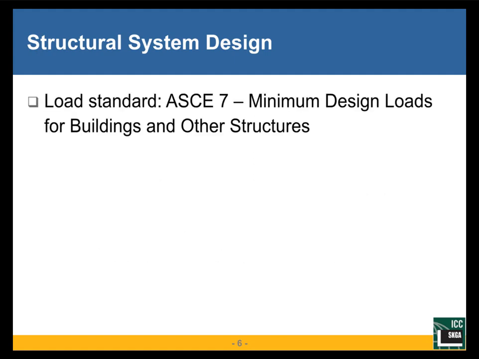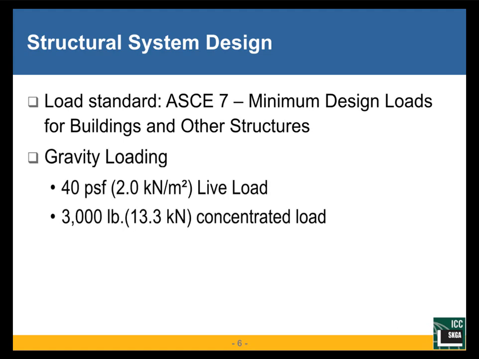So the load standard that we work with is ASCE 7, Minimum Design Loads for Buildings and Other Structures. It gives us a uniform gravity loading of 40 pounds per square foot live load and a 3,000 pound concentrated load. This is a change that was made over 20 years ago from the 50 pounds per square foot live load and 2,000 pound concentrated load, after a survey study of 8 parking garages was conducted and studies were made of the dynamics in parking garages.